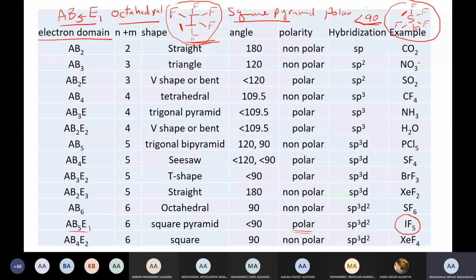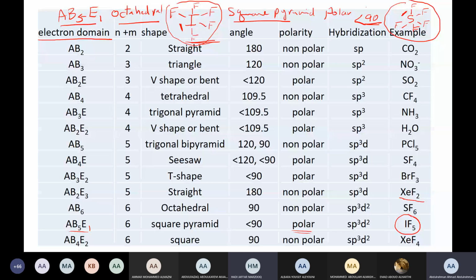Doctor, how is XeF2 non-polar? Is it because of the straight line? XeF2 is non-polar. Of course. What's the shape of the molecule? Do you know?